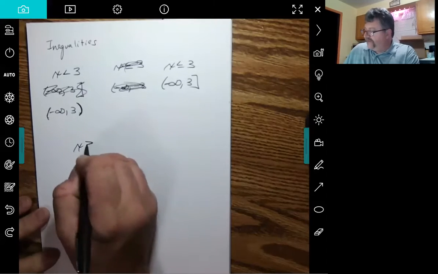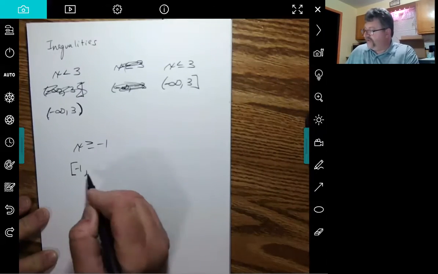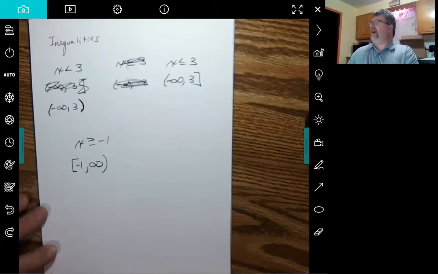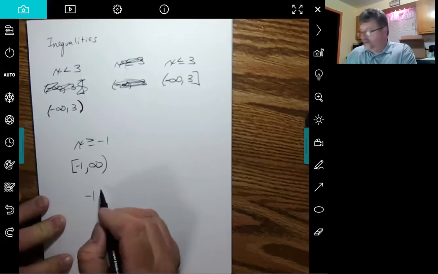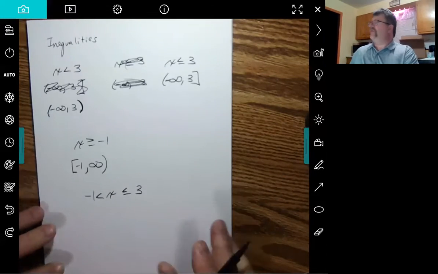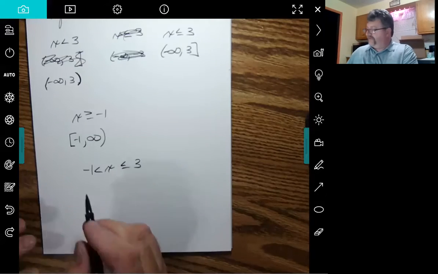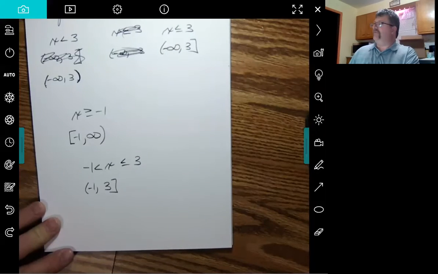All numbers greater than or equal to -1. That means I'm going to start down here at -1, including -1, and I'm going to go up to positive infinity. How would I show all numbers that are greater than -1 and less than or equal to 3? Well, I'm going to start down here at -1. I'm going to go up to +3, and I'm going to include +3.